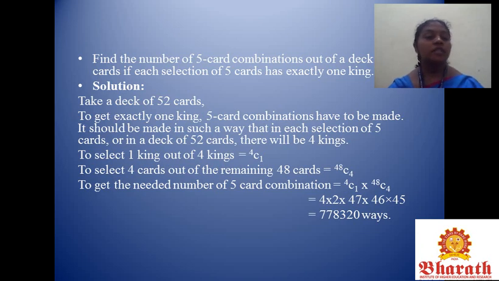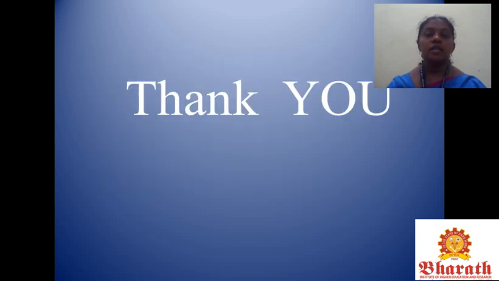So to select 1 king out of 4 kings is 4C1. To select 4 cards out of the remaining 48 cards is 48C4. So the number of 5 card combinations is 4C1 into 48C4. So again using the fundamental principle of counting, the multiplication principle, the answer is 778320. Thank you.